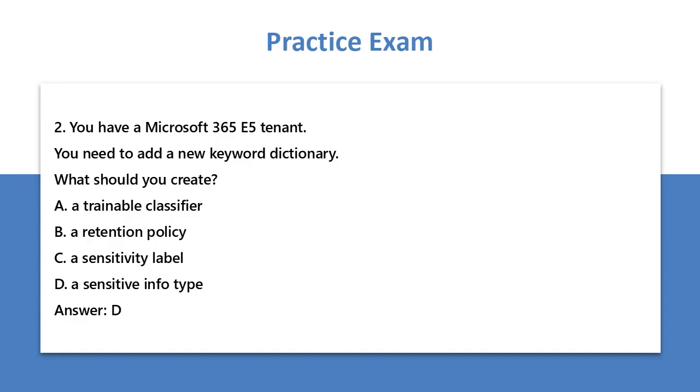2. You have a Microsoft 365 E5 tenant. You need to add a new keyword dictionary. What should you create? A. A trainable classifier. B. A retention policy. C. A sensitivity label. D. A sensitive info type. Answer: D.